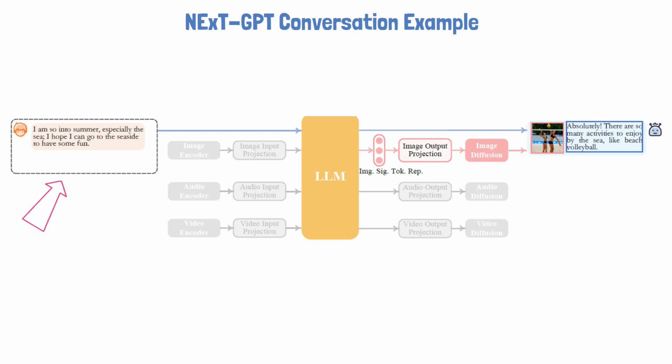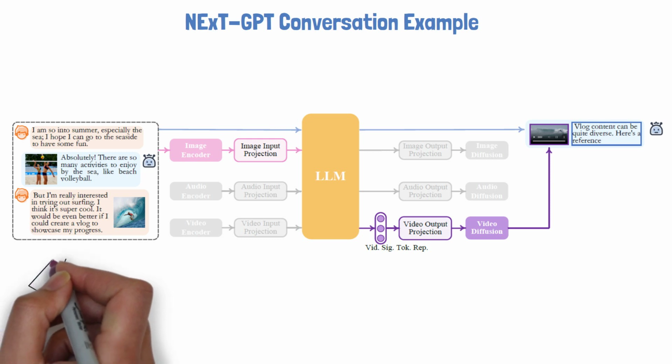The multimodal input encoding is grayed out, since there is no other input in addition to the text prompt. The LLM then yields a text response, talking about beach volleyball as an example for sea activity, but also it yields image signal tokens that are being converted to input for Stable Diffusion, which yields a valuable image.